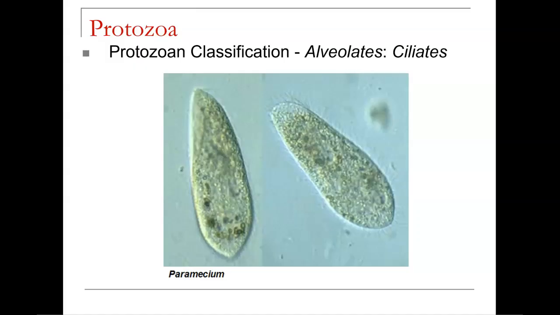They are chemoheterotrophs, which means they use organic compounds for both energy and carbon. They contain two nuclei, one macronucleus and one micronucleus, and a paramecium is the well-known pond water ciliate. So that's what you see here in the picture.